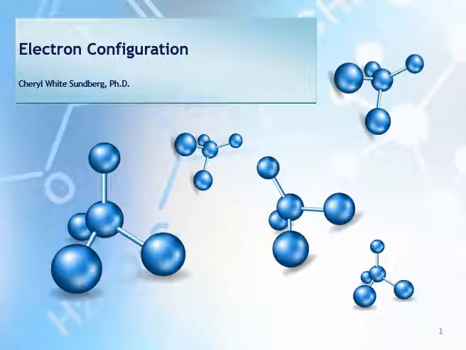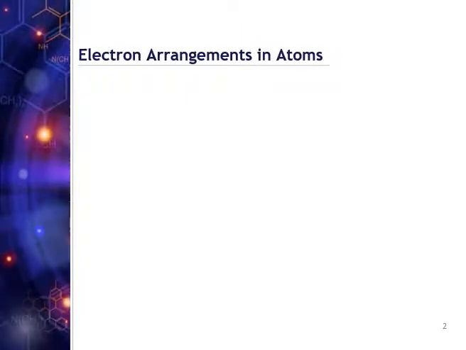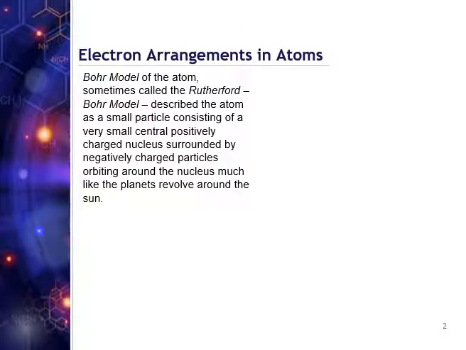Electron configuration. The Bohr model of the atom, sometimes called the Rutherford-Bohr model, described the atom as a small particle consisting of a very small central positively charged nucleus surrounded by negatively charged particles orbiting around the nucleus, much like the planets revolve around the sun.